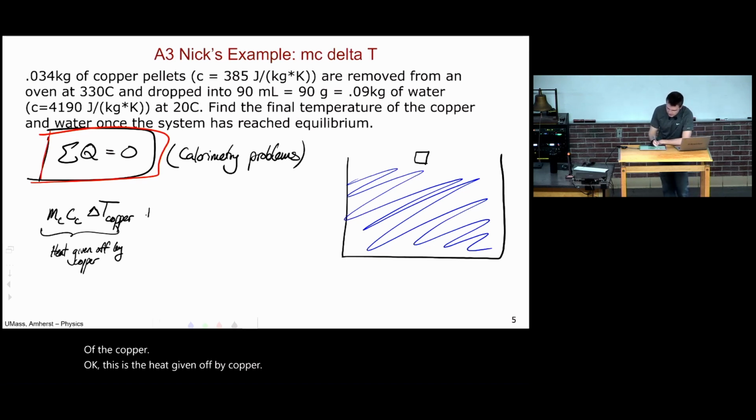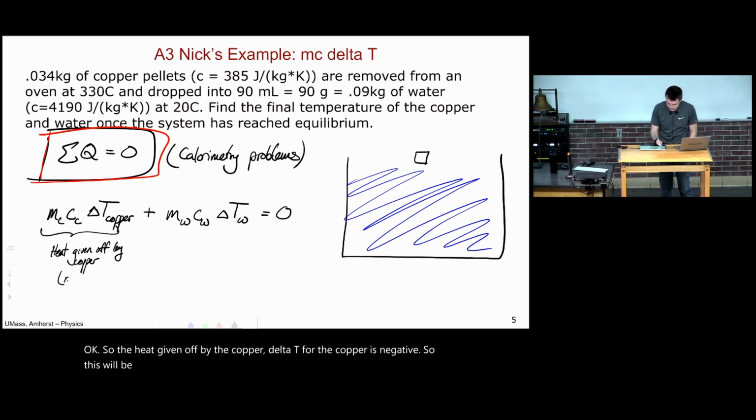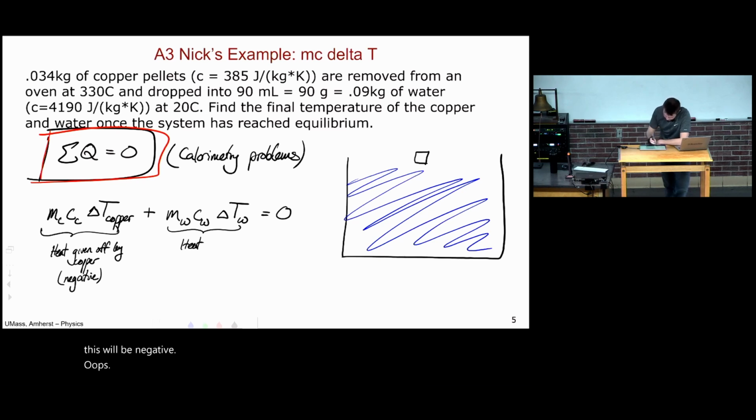Okay, and I'm going to just ignore signs for now. We'll see that all plus signs is the correct convention. Plus the heat absorbed by the water. Okay, so the heat given off by the copper, delta T for the copper is negative, so this will be negative. Oops. Heat absorbed by water.